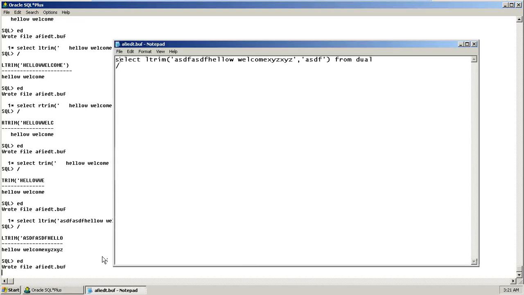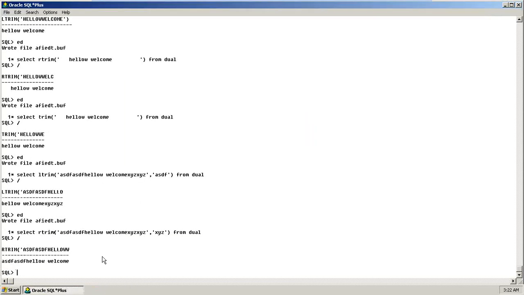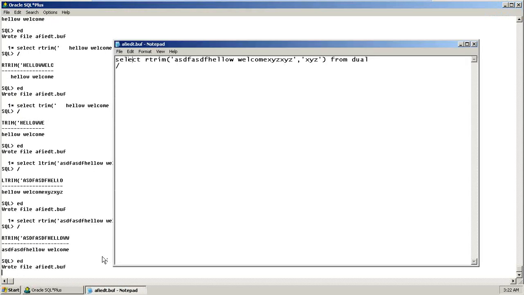Similarly, you can use rtrim. I want to eliminate XYZ. The function is rtrim function. See, right side XYZ, XYZ, it is eliminated. If you want to eliminate both the sides, of course you have to use like this.